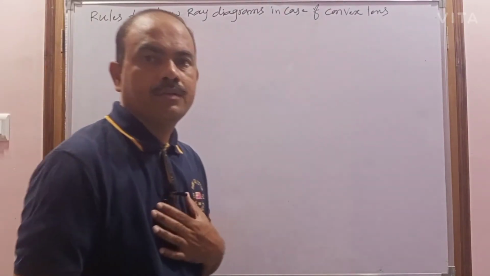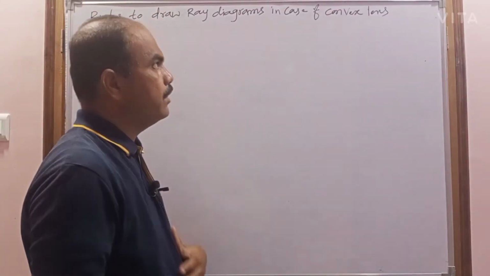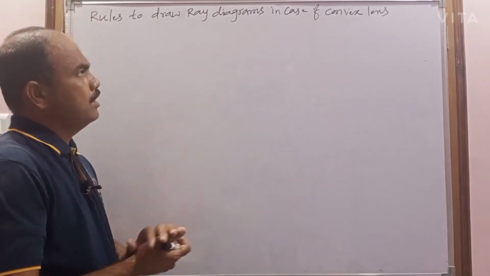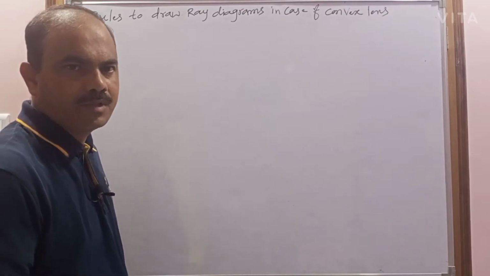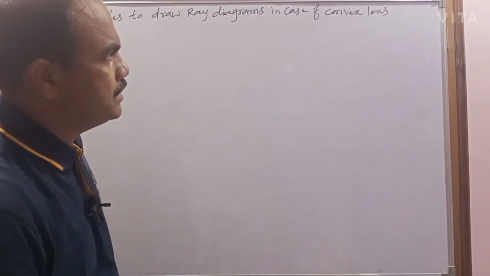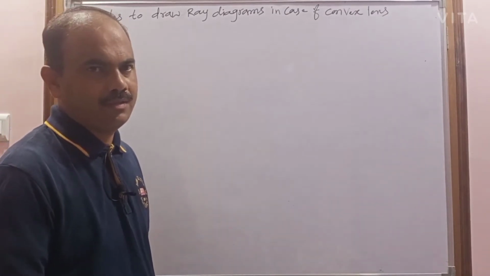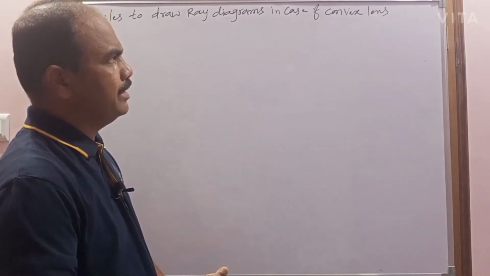Hello children and viewers. Today my class is rules to draw ray diagrams in the case of a convex lens, and after that, the different types of images formed by the convex lens for different object distances. Already you know what a convex lens is.